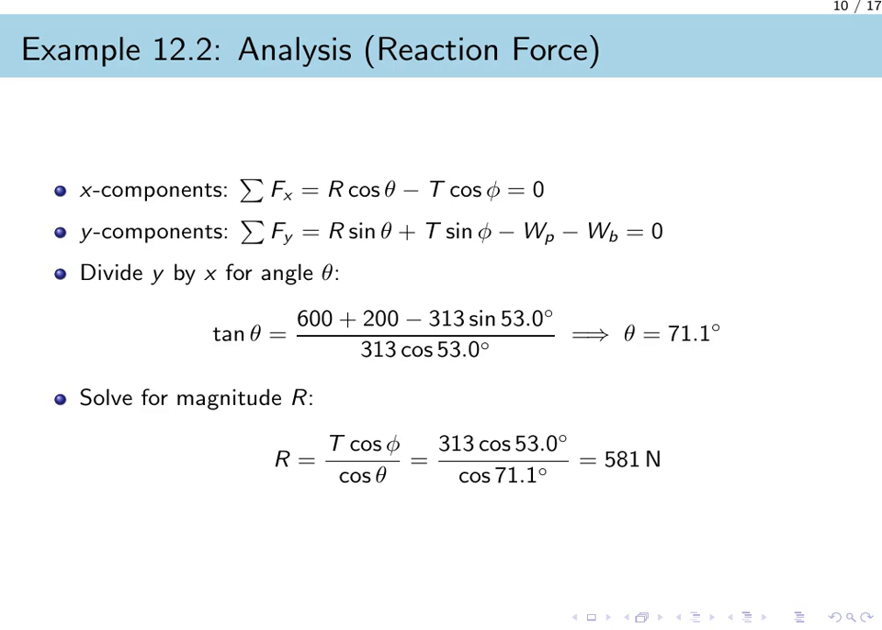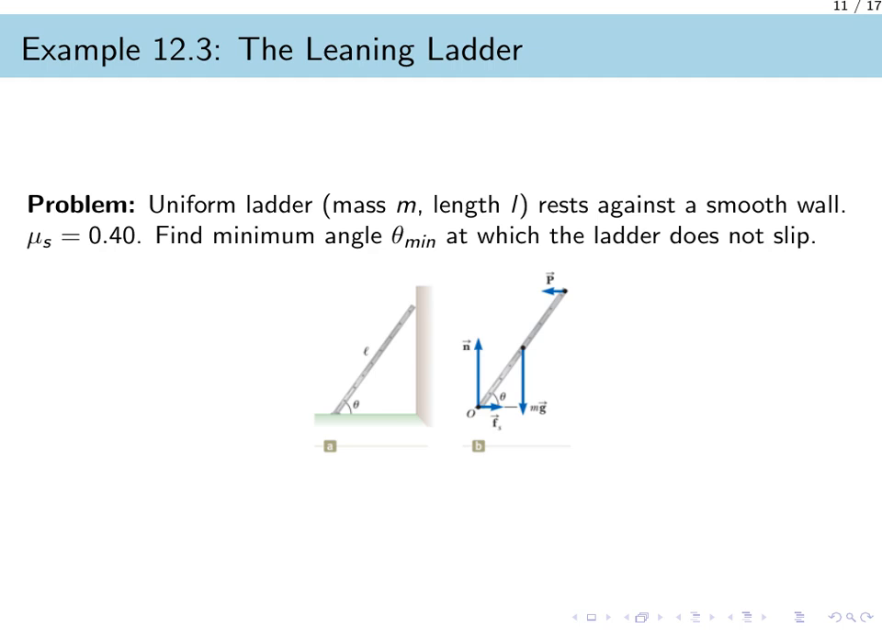With the angle known, we can substitute it back into the x component equation to solve for the magnitude r. This calculation shows the reaction force has a magnitude of 581 newtons. Therefore, applying the zero net force condition allowed us to find both the magnitude and direction of the wall's reaction force. We will now analyze a classic static equilibrium problem involving a leaning ladder.